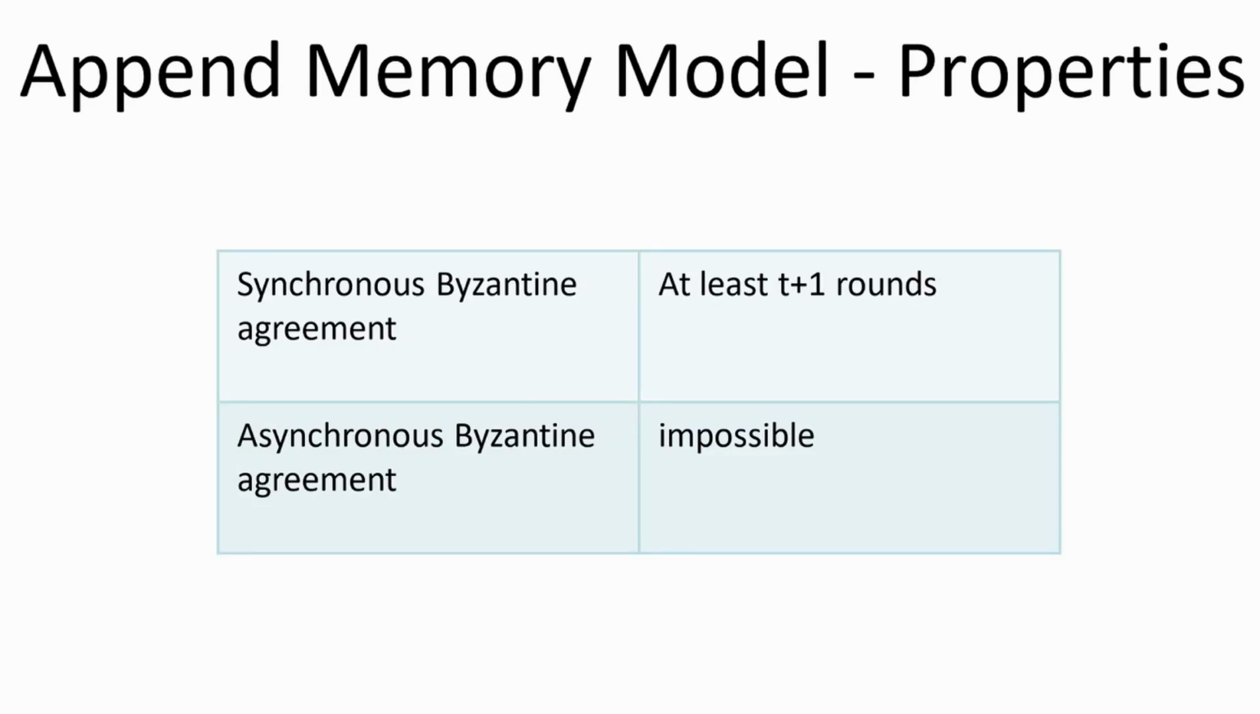So now we can discuss which properties Byzantine Agreement satisfies in the append memory model. Here we will differentiate between synchronous and asynchronous nodes. In fact, it can be shown that the append memory model satisfies the same bounds as the message passing model, namely that Byzantine Agreement with synchronous nodes requires at least t+1 rounds, while asynchronous Byzantine Agreement is impossible in this model. This is not surprising because the append memory model, just as a shared memory model, can be simulated using message passing.